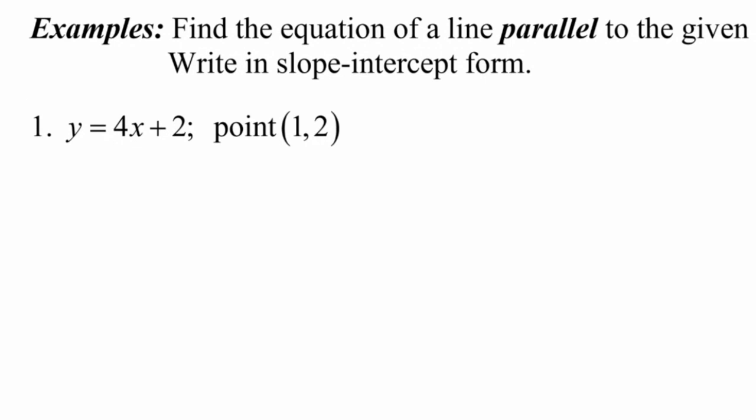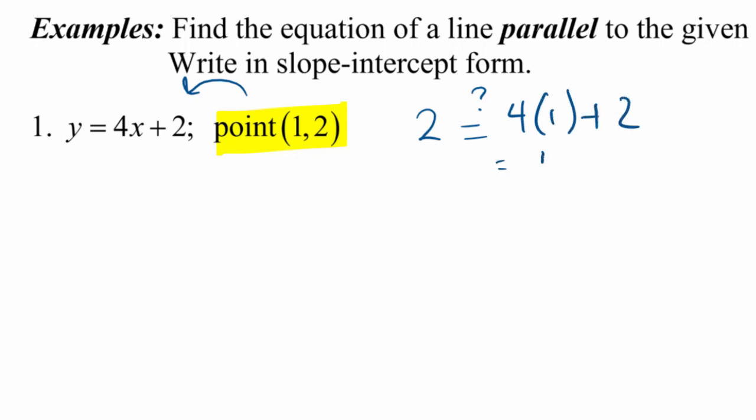So the given line in number 1 is the line y equals 4x plus 2. And we want a line parallel to that given line, but that goes through the point (1, 2). Now, first of all, just so that I know that you understand what's happening here, is the point (1, 2) on this line? So how would we check that? Well, we would substitute, right? So 2, does that equal 4 times 1 plus 2? It sure doesn't, does it? Because we get 2 equals 6, which is not true. So our point (1, 2) is not on the original line, y equals 4x plus 2.